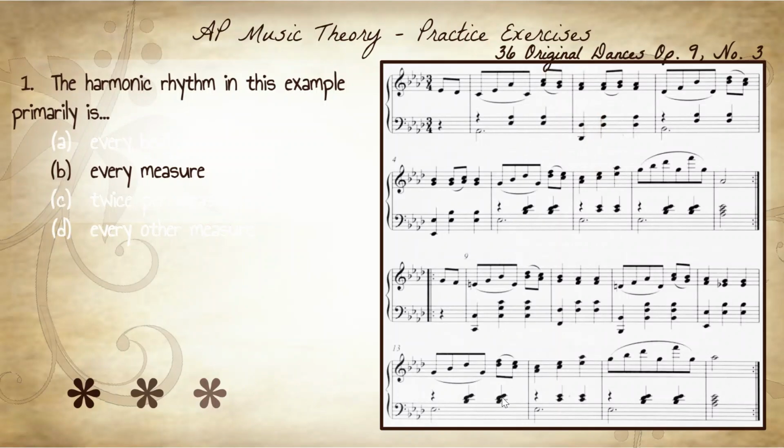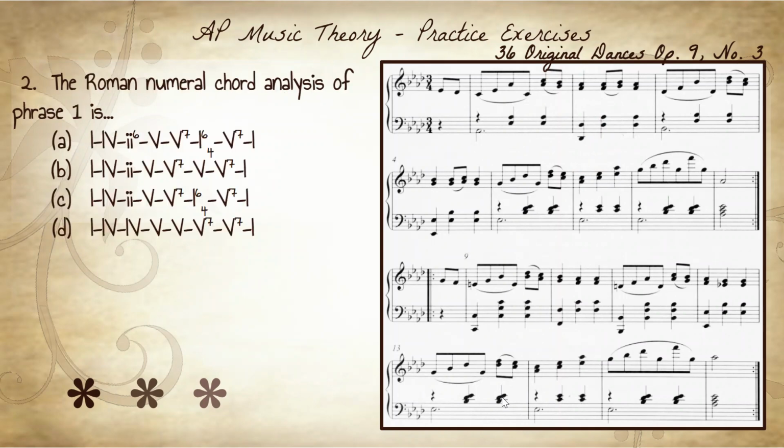Correct answer is B. The harmonic rhythm, which means the rate at which harmony changes in a progression, changes every measure. Question 2. The Roman numeral chord analysis of phrase 1 is, I will not read them out loud, but you have A, B, C, or D right here.